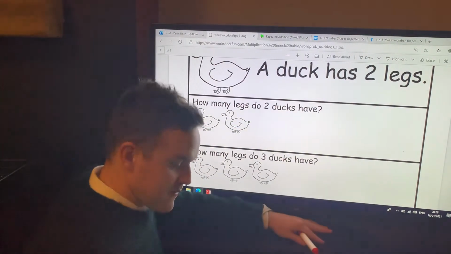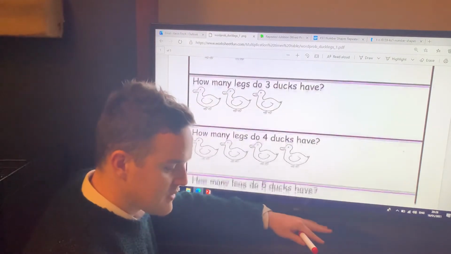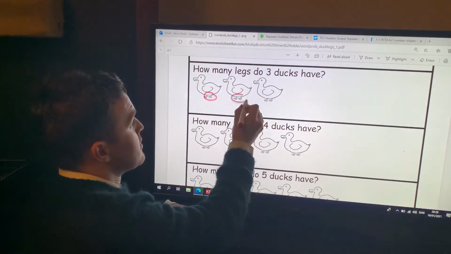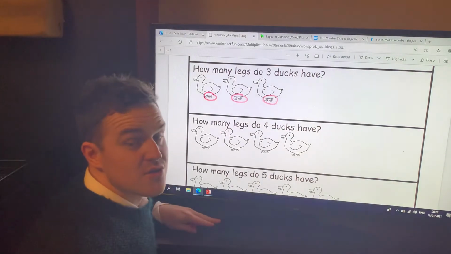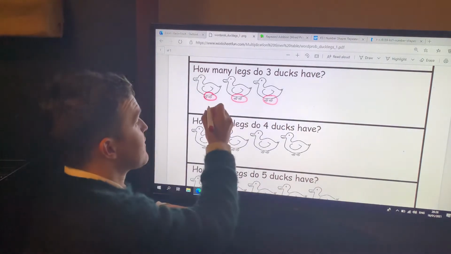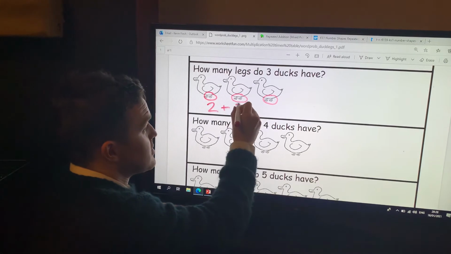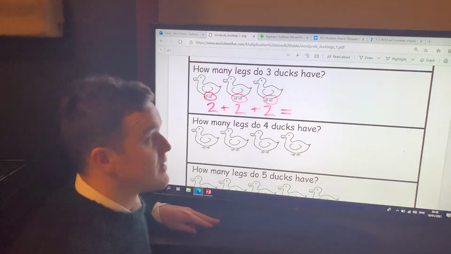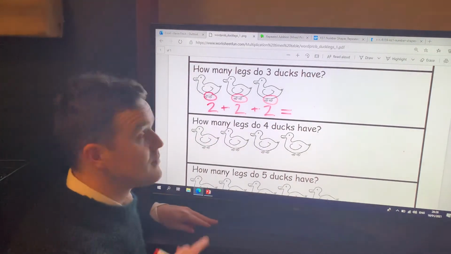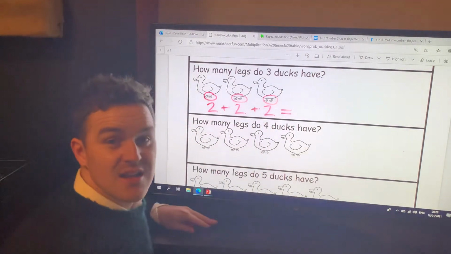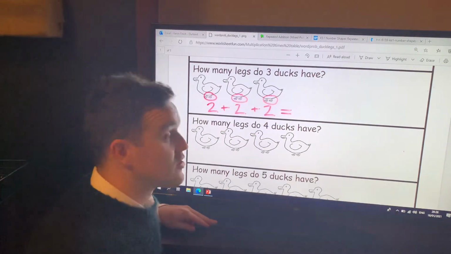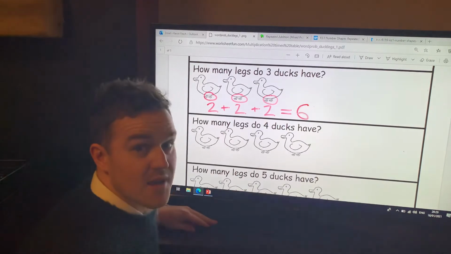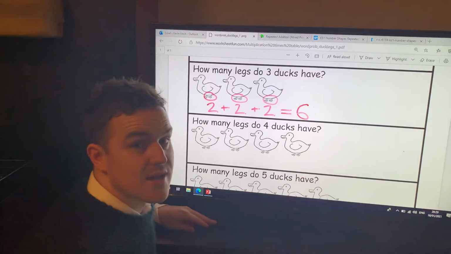Okay, let's try another one of those duck questions. So this time we have 3 ducks. So I have 3 groups of 2. So I know I'm going to jump up in 2s. So I've got 2 add 2 add 2 equals, let's count them up quickly. I could count them 1, 2, 3, 4, 5, 6. I don't need to. I can count in 2s. You can count in 2s. 2, 4, 6. So 2 add 2 add 2 equals 6.